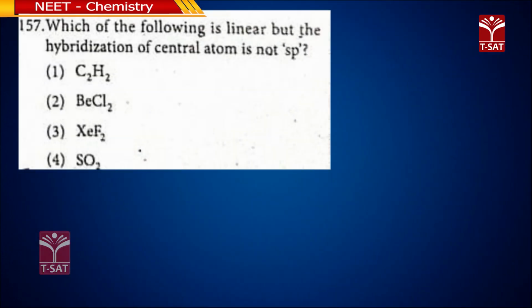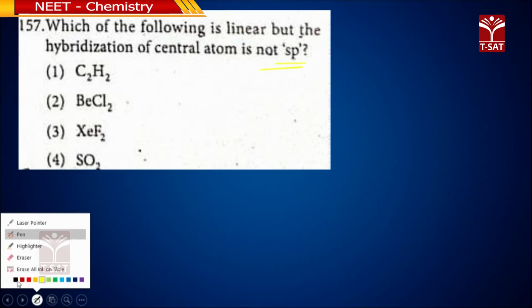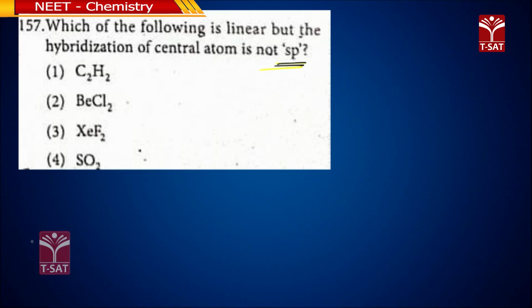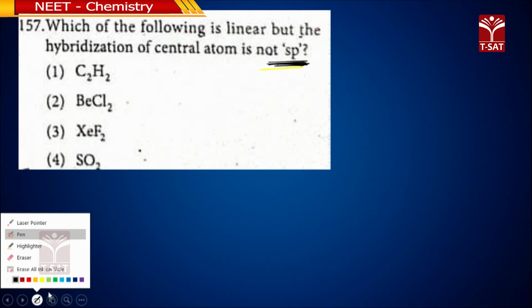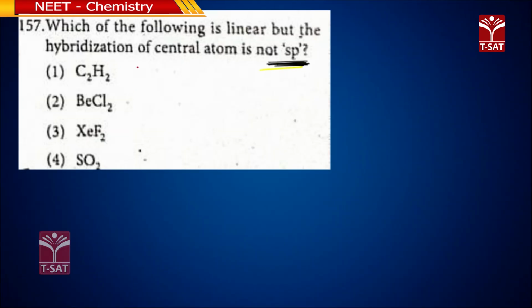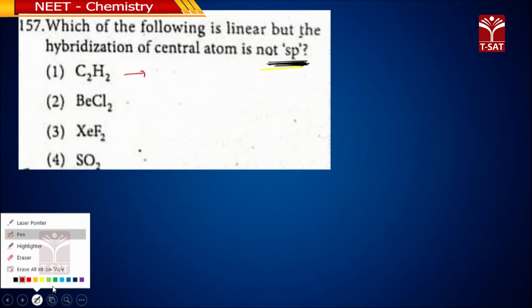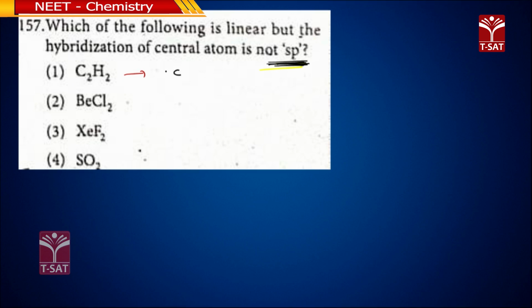Now next question. Which of the following is linear but the hybridization of central atom is not sp? The molecule is linear but its hybridization should not be sp. See, C2H2 the carbon is sp hybridized, right? It is linear and sp, but you should not have sp. BeCl2 is linear only, but this is also sp.